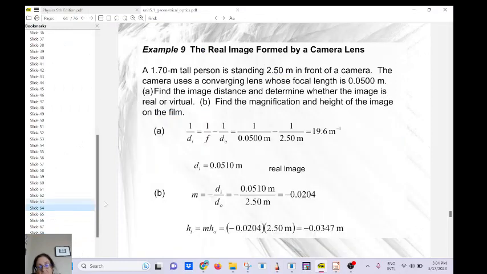So here you have the solution, except there's a mistake here. It should not be 2.5, it should be 1.7.